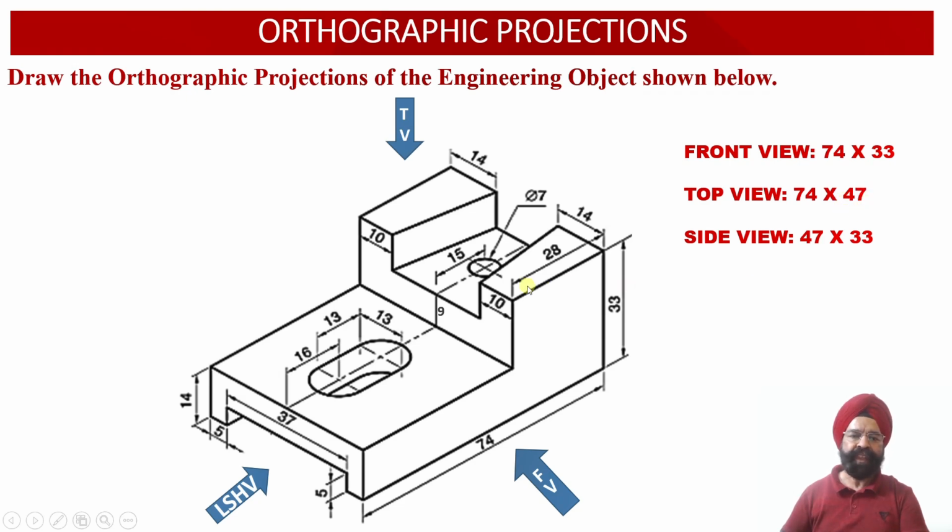Now when we look at the solid from the left hand side view orientation, we observe that the depth of the solid is equal to 47 millimeter, while the height of the solid is equal to 33 millimeter. So the left hand side view face of the solid will be measuring 47 millimeter by 33 millimeter. Now let us proceed to evaluate the orthographic projections of this engineering object.